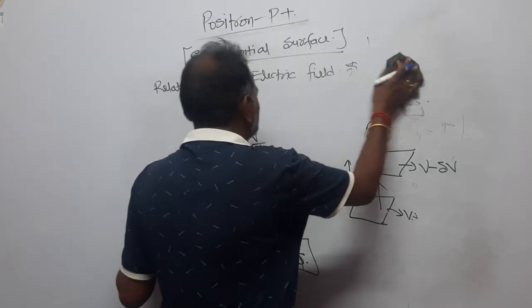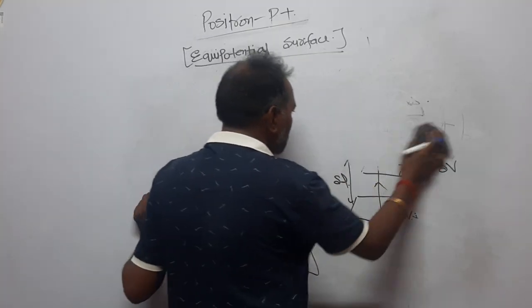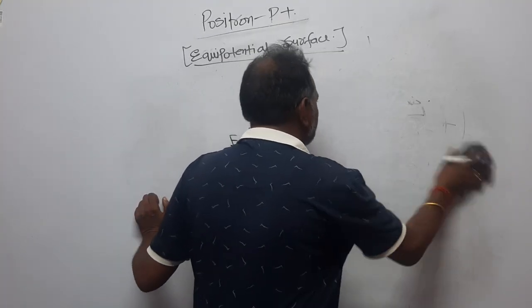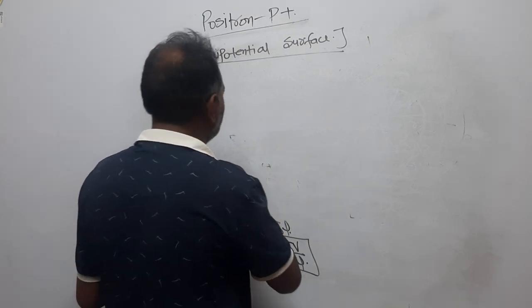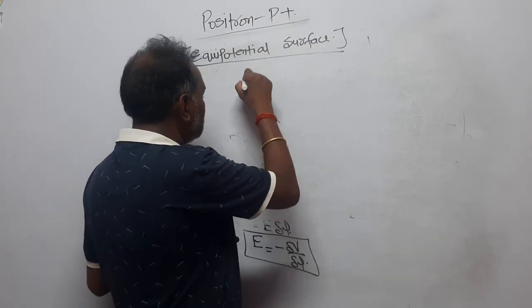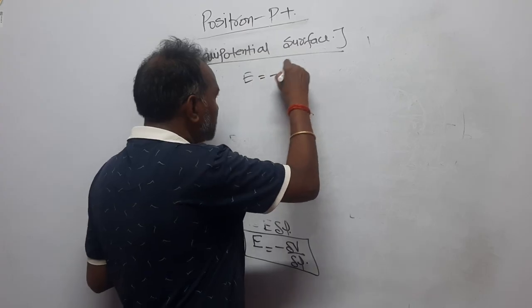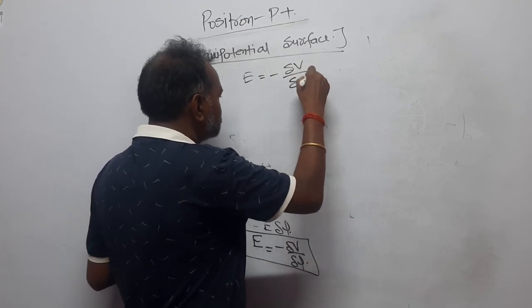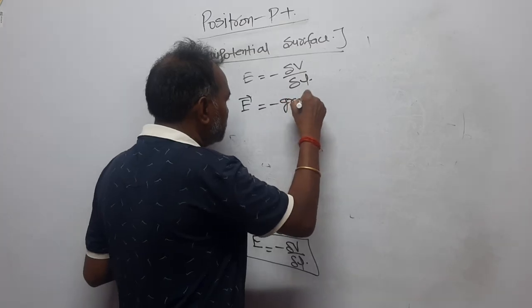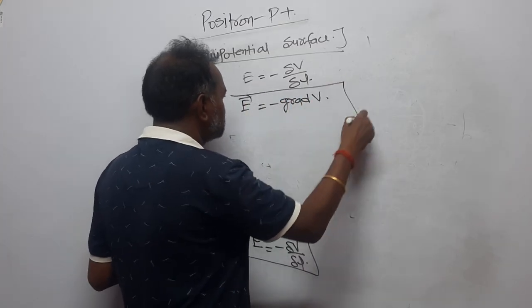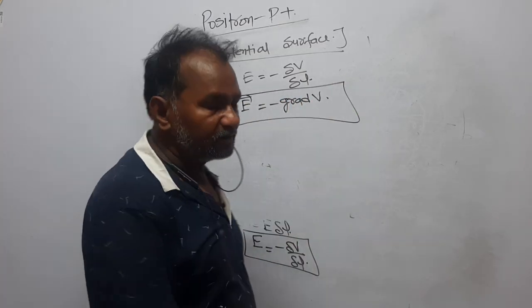The derivation itself is not important if you are an aspirant for the JEE and NEET. Most important is E is equal to minus del V upon del L. This is also said as E is equal to minus grad V, right?